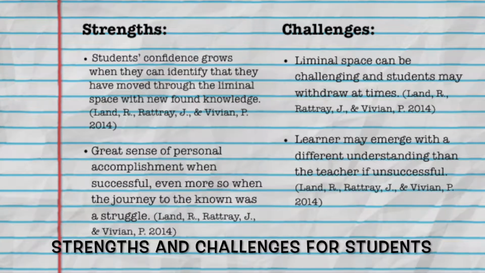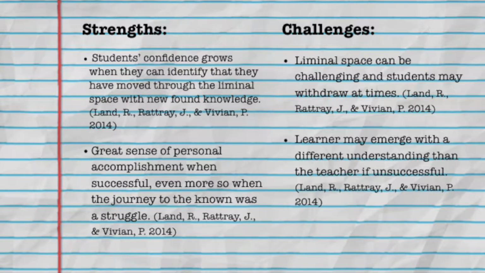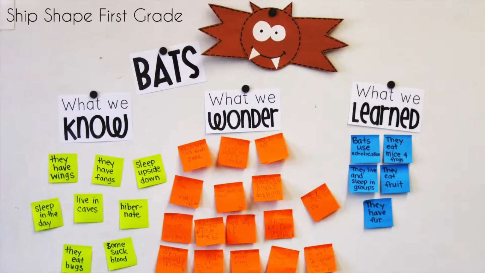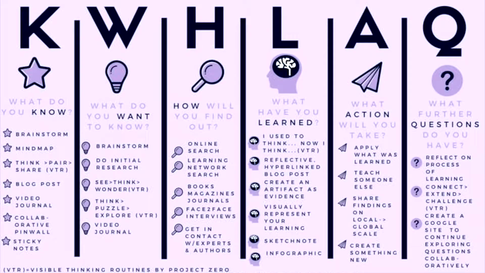Students may find being in this liminal space unsettling and may withdraw their involvement before becoming re-engaged, and the reconceptualization can take place. When a student can identify that they have been in the liminal space and have moved through with better understanding, their confidence as a learner grows and they are more willing to accept the process. The liminal space can be promoted with any strategy, activity, or resource that presents students with an alternative point of view. Using KWL, WALT, or WILF charts can support students when they are navigating through their own liminal space.